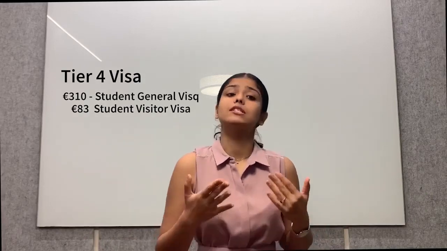Another important piece of info that you should know is what type of visa you should be applying for. Typically, students above the age of 18 must apply for a student visa called the Tier 4 visa. If you have been accepted to a full degree program, then you will require the Tier 4 general visa. For diplomas and short courses spanning 6 months or less, you can opt for the student visitor visa. The UK student visa fees in both these scenarios are about 310 euros and 83 euros respectively.